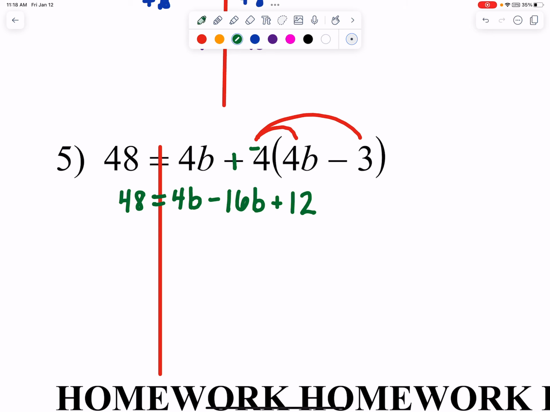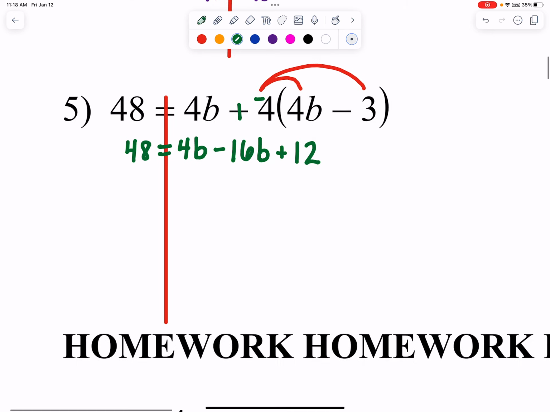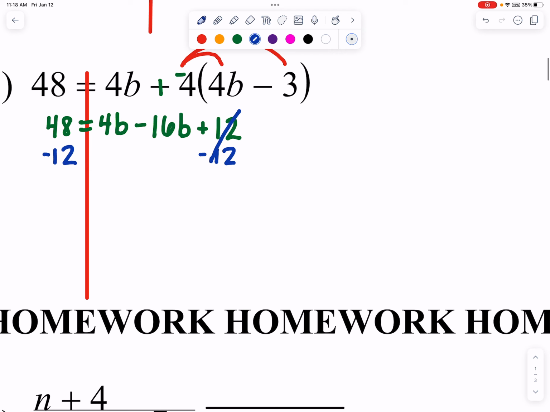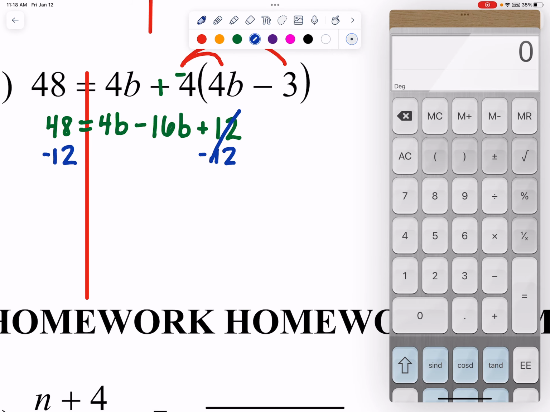All right, so now that we have this, we can start to move things around. So let's go ahead and get our positive 12 moved over to the other side. So we're going to subtract 12 from both sides. That cancels out. And anytime you're doing math work, if it's not super simple and you might make a mistake, then use your calculator and make sure it's correct. It's always good to check your work with the calculator.